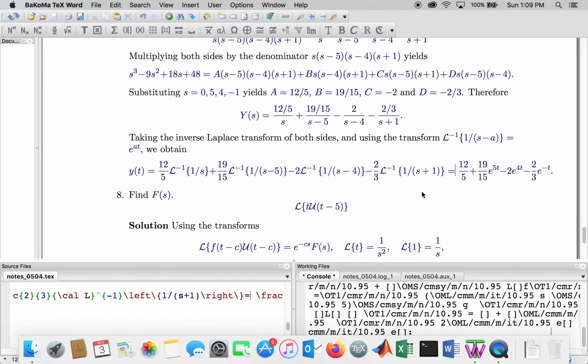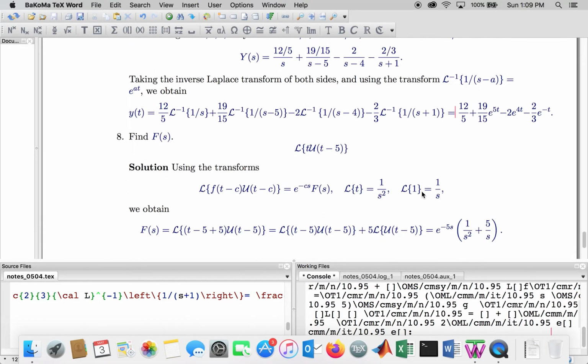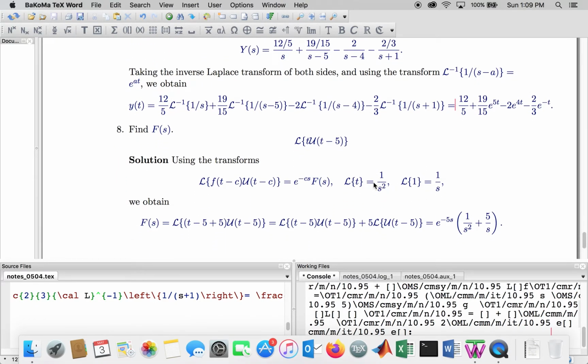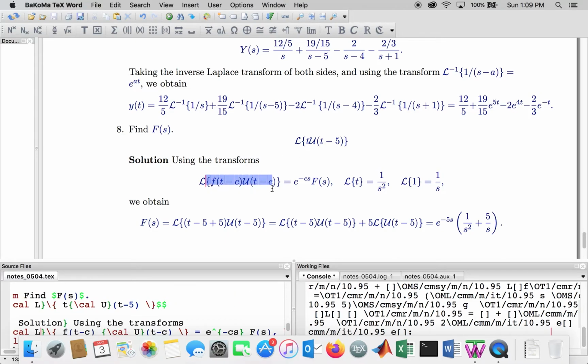Okay, 3 problems to go. Here we're just finding the Laplace transform of a given function where a unit step function is involved. So here we have t times the unit step function evaluated at t minus 5. So this function is equal to 0 until t equals 5, at which point it becomes equal to t. Now the rule you're going to use is this one right here, but you have to rewrite whatever you're transforming to get it into that form.